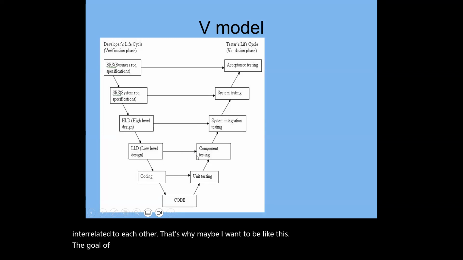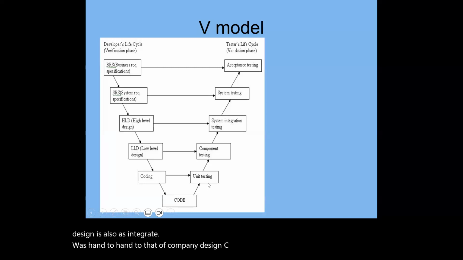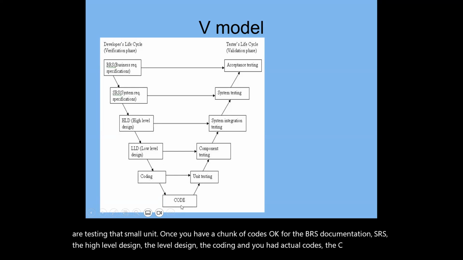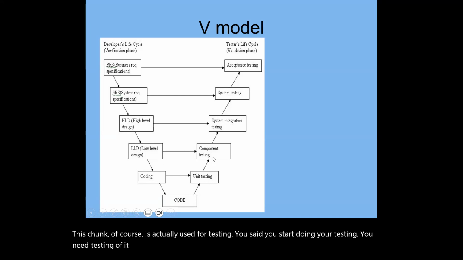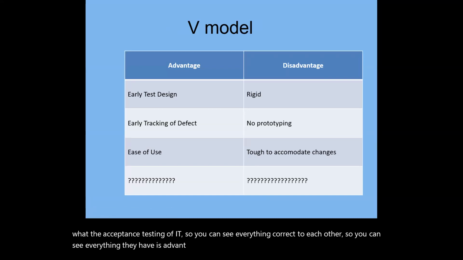The low-level design is component design. Low-level design goes hand in hand with component design. Coding, okay? Unit testing, one small unit. You are testing that small unit. Once you have the BRS documentation, SRS, high-level design, low-level design, and the coding, you have actual code, a chunk of code. This chunk of code is used for the testing. You start doing unit testing, component testing, system integration testing, and the system as a whole of the application. Then the business people have to do the acceptance testing of it. So you can see everything correlates to each other, and everything that has its own advantages has its own disadvantages.